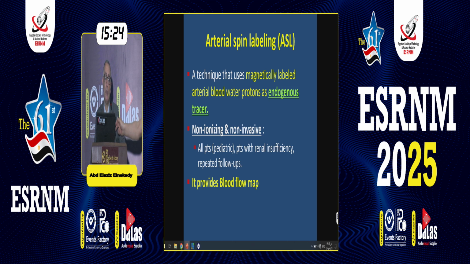Arterial spin labeling is a technique that uses magnetically labeled arterial blood water protons as endogenous tracers. It is non-ionizing, non-invasive, and suitable for all patients, especially pediatric, renal insufficiency, and in repeated follow-up. It provides only a blood flow map, which is beneficial in many conditions.